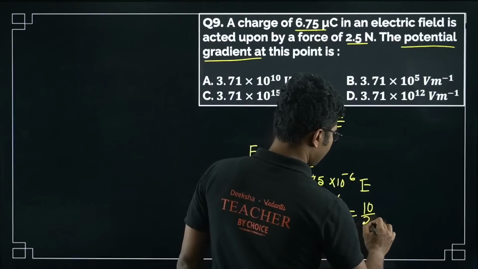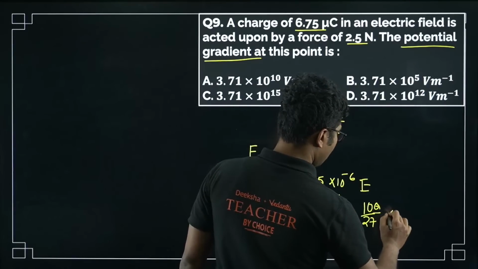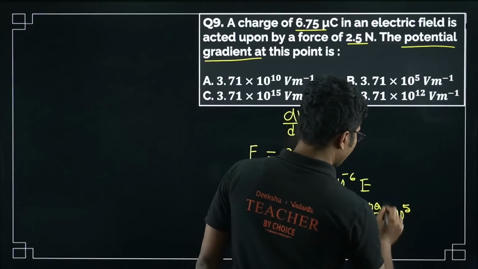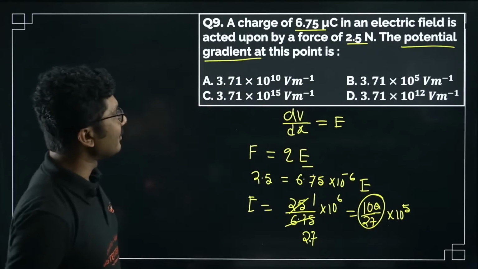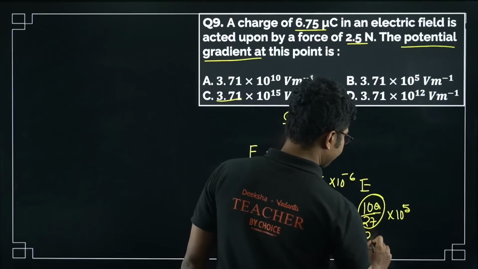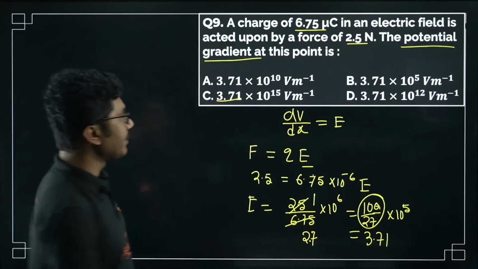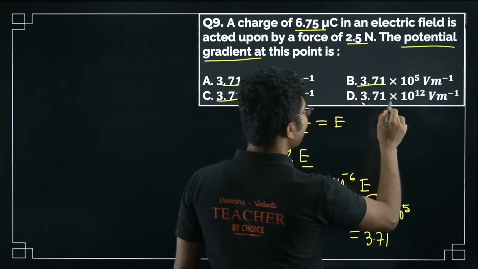Ten by 27, one more 0 into 10 to the power of 5. So now 100 divided by 27, you can check that out. It will come out to be 3.71. Definitely it will come out to be 3.71, no doubt about it, because all the options have 3.71.